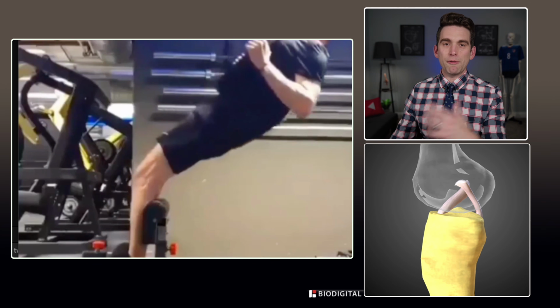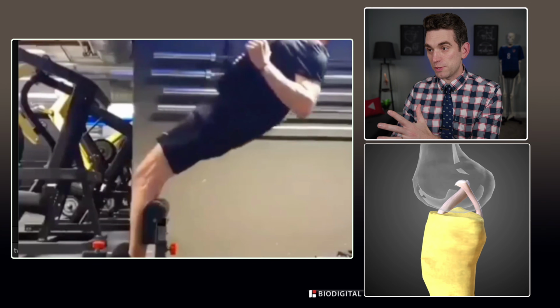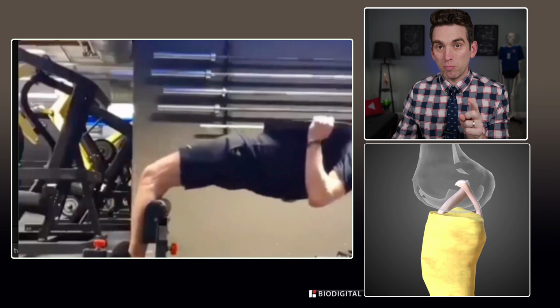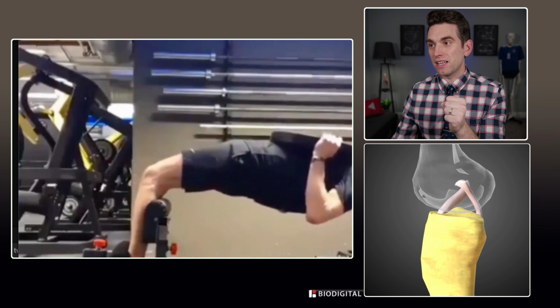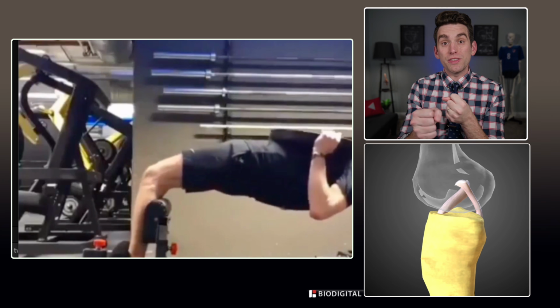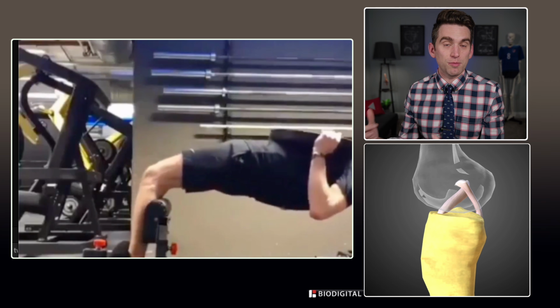Now, why doesn't the ACL tear in, say, this position? Or why doesn't it tear right here? It tears at a specific moment because it's right as he begins to concentrically fire his quadriceps muscle that you get additional pull on the tibia forward to cause that ACL to be under more pressure.